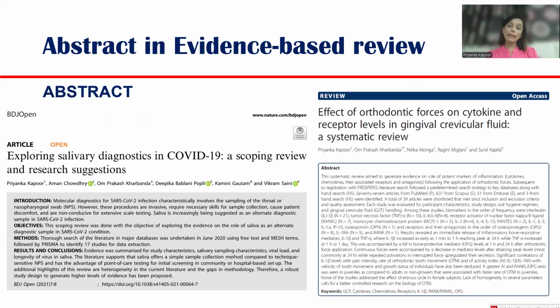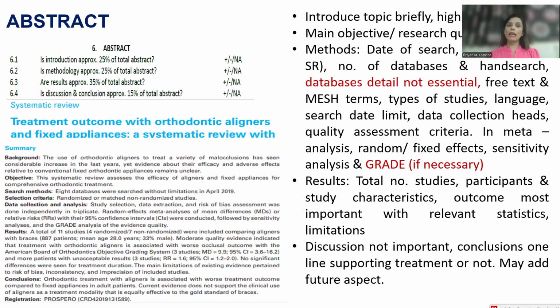If you extrapolate that to evidence-based reviews, again the same structure is followed. You have to introduce the subject, write down the gap, and then write down the aim. But in the method section, it's very, very important that you write the date of the search, the number of databases that you've searched, and whether you've done a hand search or not. The database details you may not write. You have to write the free text and MeSH terms that you have used, the types of studies, search limits, data collection, and GRADE also, if you're writing the level of evidence. All this is included in the methodology section of an evidence-based review abstract.